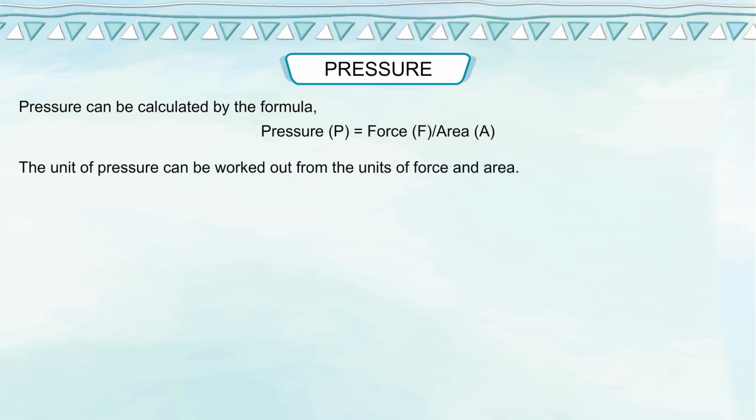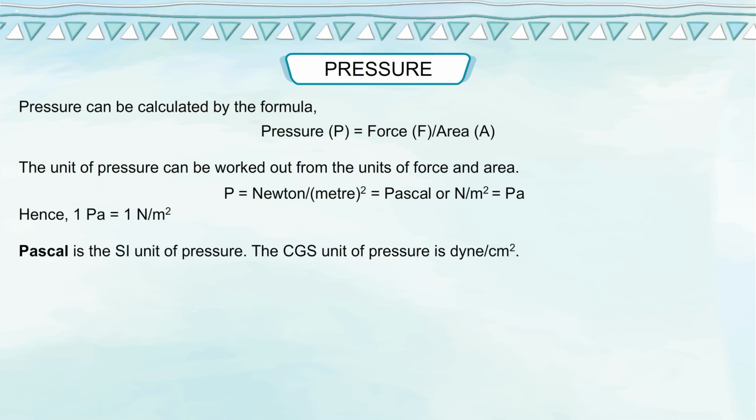The unit of pressure can be worked out from the units of force and area. P = N/m² = Pascal, or N/m² = Pa. Hence, 1 Pa = 1 Newton per meter square. Pascal is the SI unit of pressure. The CGS unit of pressure is dyne per centimeter square. A bigger unit of pressure is kilopascal. 1 kPa = 1000 Pa.